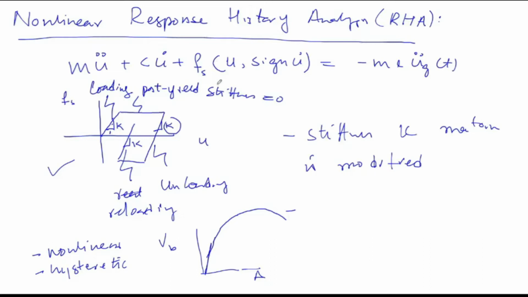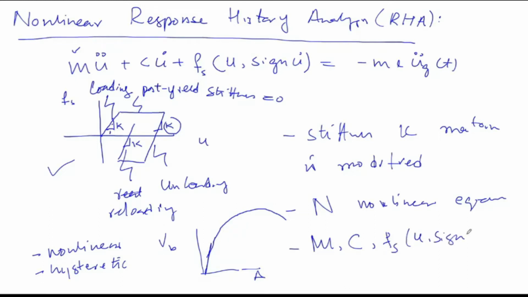Now, as we mentioned, the terms here are in matrix format. So there will be a number of equations, for example, nonlinear equations, that you have to solve simultaneously. In fact, if the mass matrix is given, if the damping matrix is known, if we know the force deformation relationship, I will write it with u and the sign of velocity.